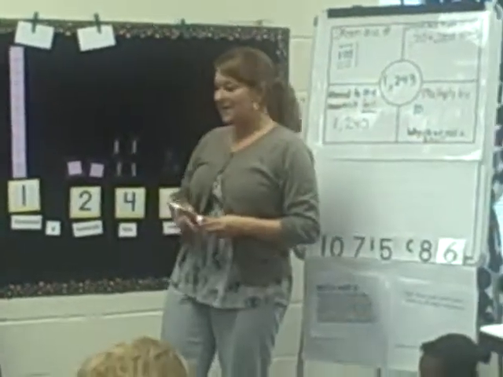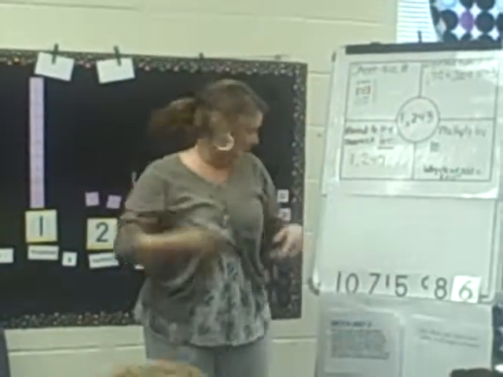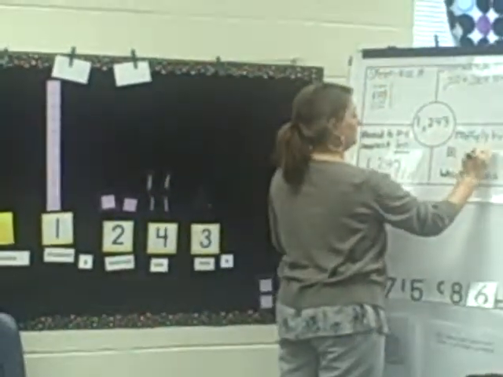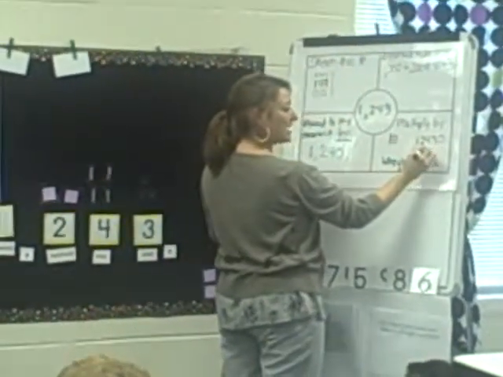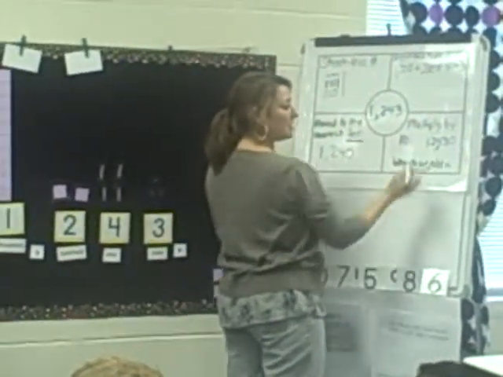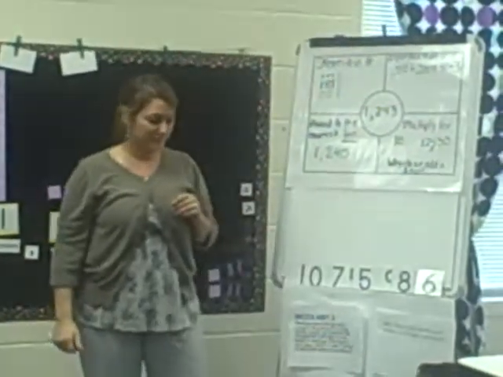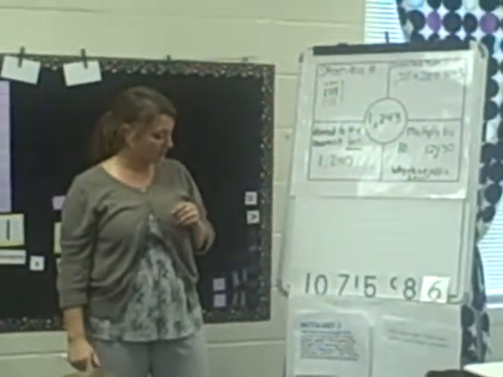All right, and last one. Multiply by 10. Multiply this number by 10. What's the secret when we multiply by 10? What do we add? 0. So let's do that. It's easy. I'm going to add my 0 and then go back 3 to find my comma. And my number is now 12,430.